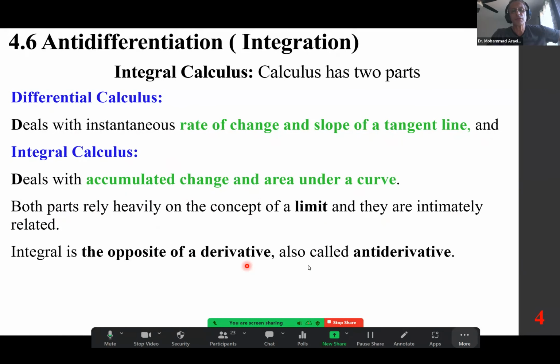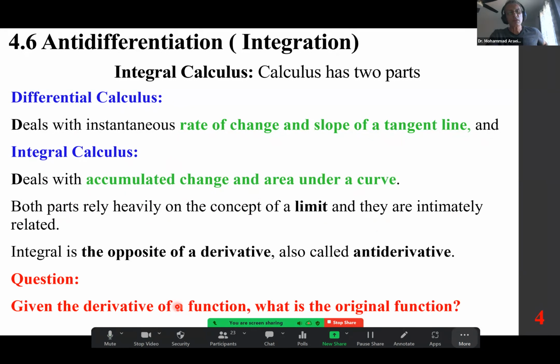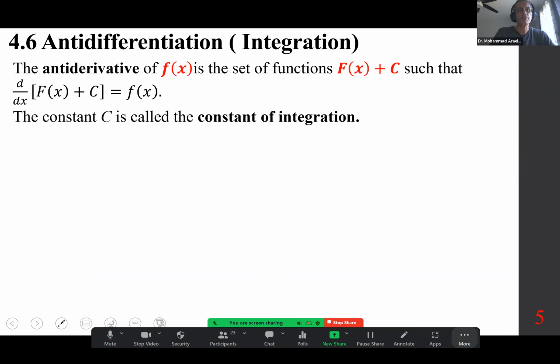Integral is the opposite of a derivative, also called antiderivative. So the question is, given the derivative of a function, what is the original function? Can we find the original function? The antiderivative of f of x is the set of functions F of x plus c. It's a family of functions such that the derivative of capital F of x plus c is lowercase f of x.